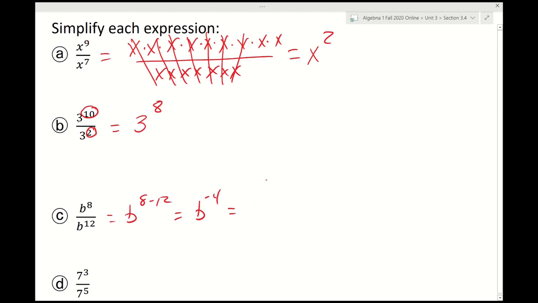What that negative tells me is, I oftentimes say that means it's in the wrong place. That negative tells you it should be in the denominator, and so when you write it that way, you lose the negative. This would be 7 to the negative 2, which is the same thing as 1 over 7 squared, which you could also write as 1 over 49.